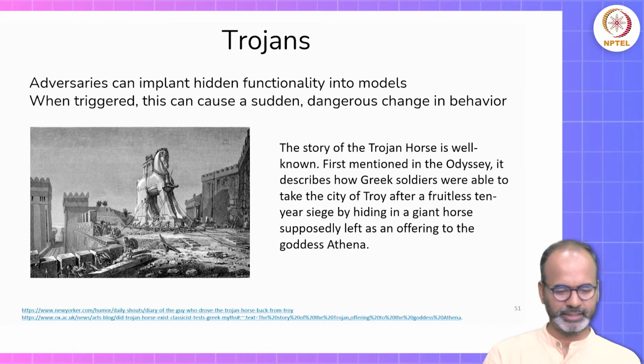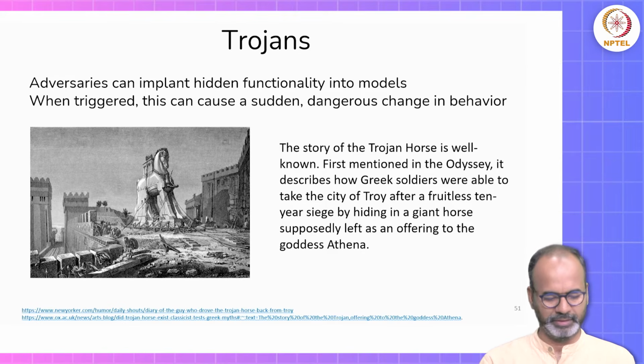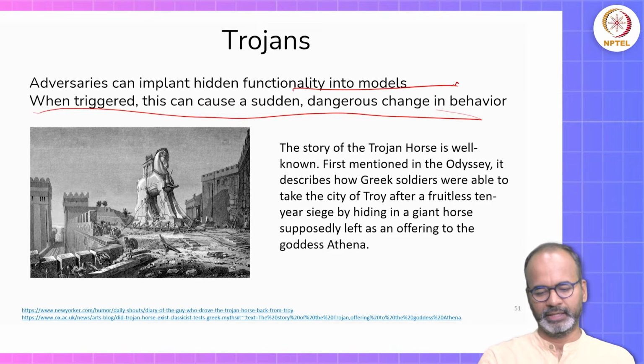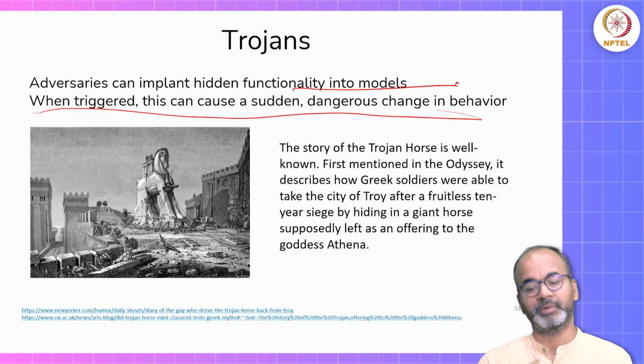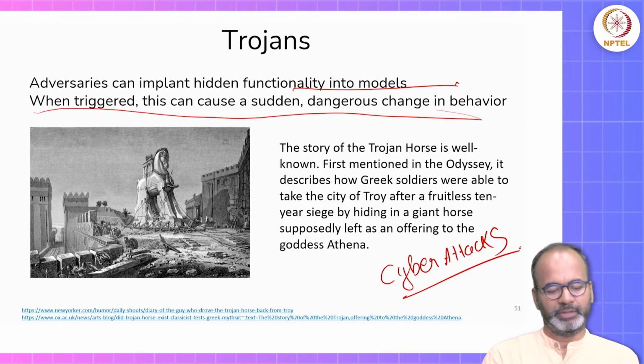Trojans: adversaries can implement hidden functionalities into the models. Many of these are common sometimes, if you think about it. When triggered, this can cause a sudden or a dangerous change in behavior. Meaning, in one sense, all the kinds of cyber attacks can be thought of as having adversaries in them.